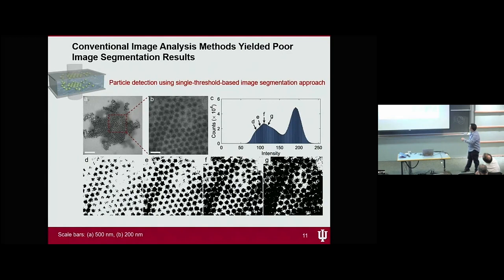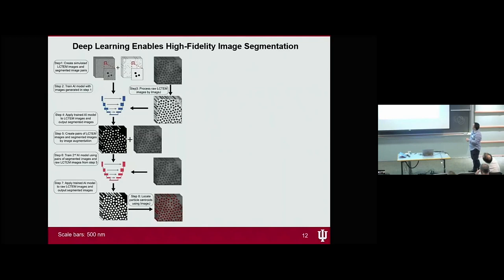To solve this problem, we use a deep learning based approach. So here we develop a workflow where the first so-called UNet model was trained by computer-generated fake TEM images. And then you can see the segmentation outcome is okay, but not satisfactory.